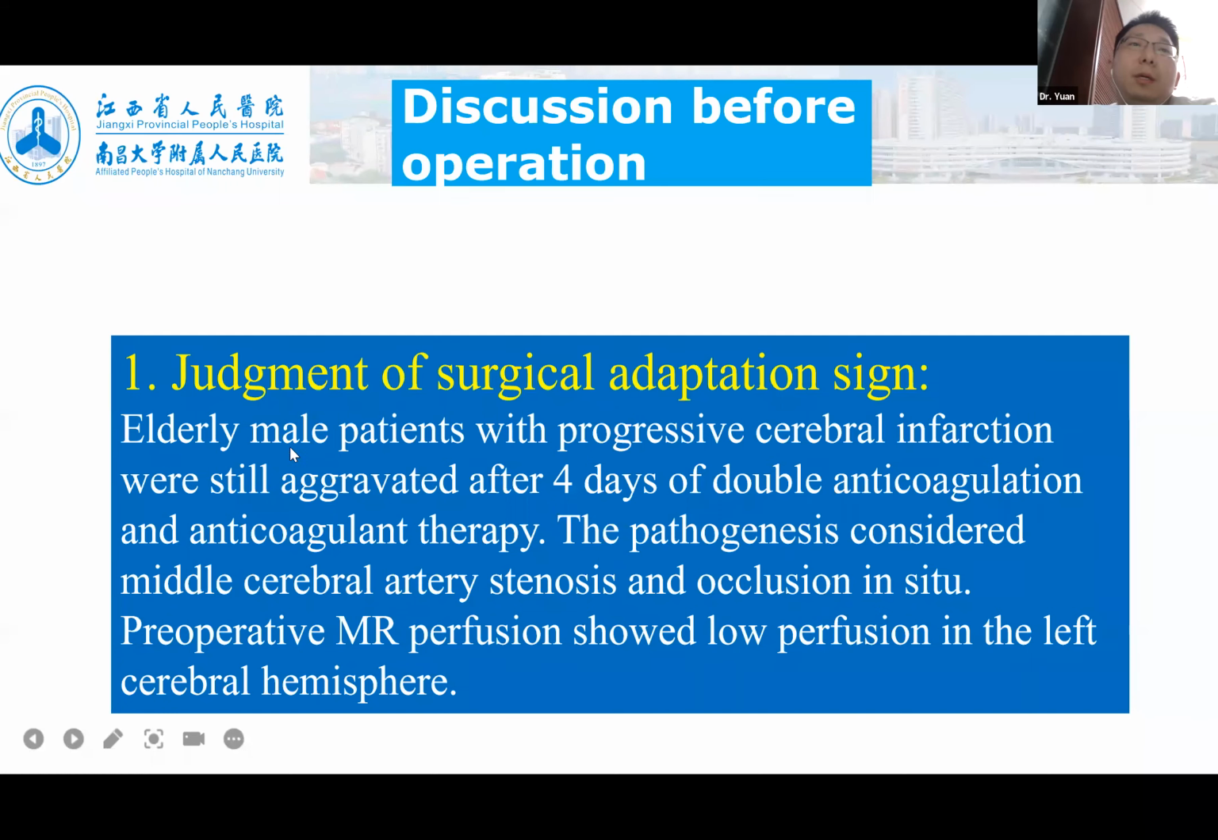Now the patient is an early male patient with progressive cerebral infarction, which was still aggravated after 4 days of double antiplatelet and anticoagulant therapy. The pathogenesis was considered middle cerebral artery stenosis and thrombosis in situ. Preoperative MRI perfusion showed poor perfusion in the left cerebral hemisphere.